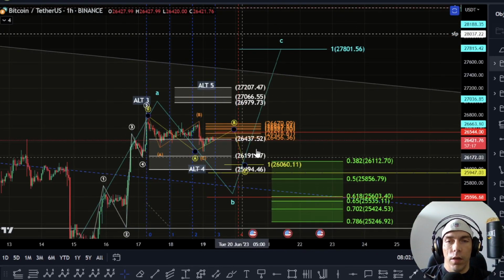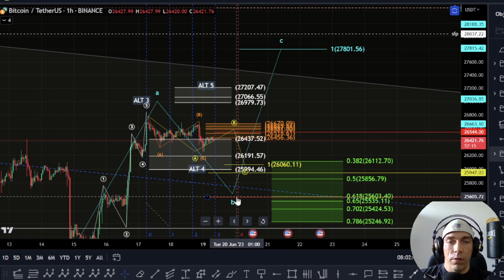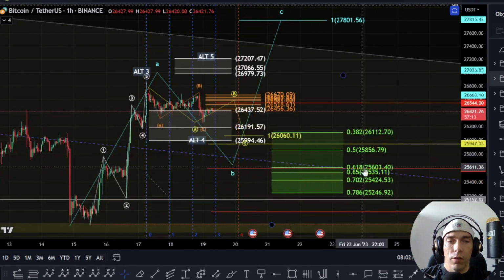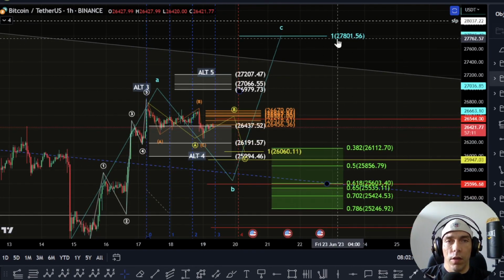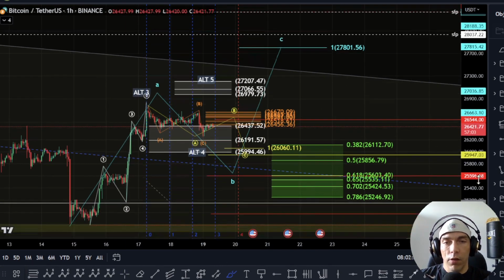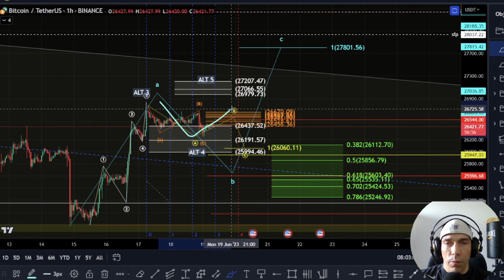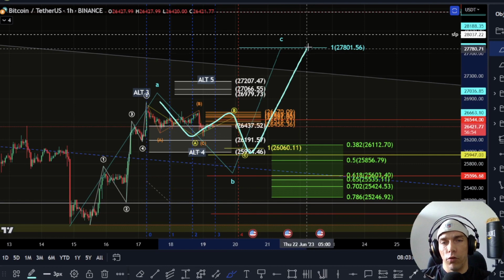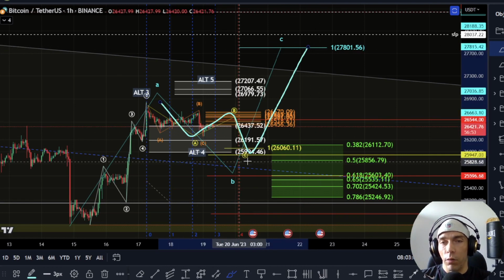1-to-1 would actually be here if we come down towards a 786, towards a 618 here at this 25,603, would be here at this 27,801. Though, like I said, we need to be cautious because even if this is an A, a B, and a C, what we could see is this could actually hold this higher level here of this 382 to this 50%, where this just becomes A, B, C, and then we look for this push to the upside. So we're going to have to keep an eye on those levels.